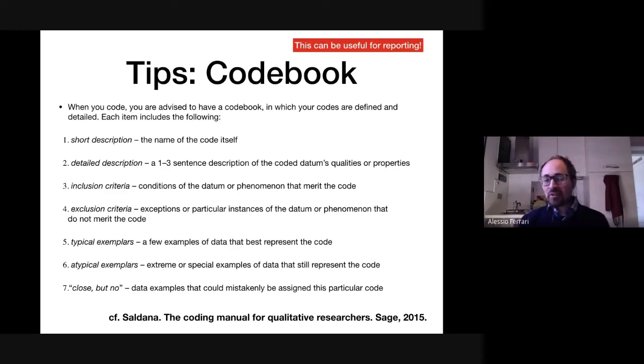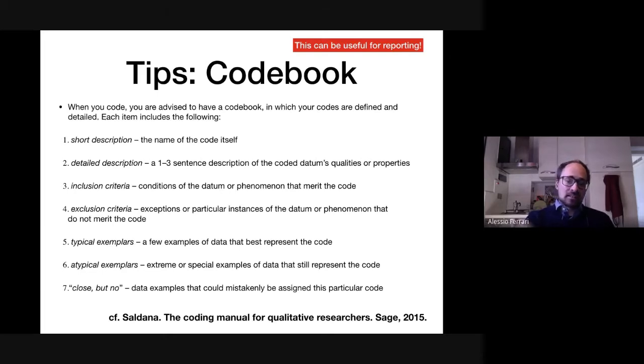This is made mostly for you, because this is a process of classification, and at the same time inventing the classes, and exploring whether your data match with the classes that you have in mind. And this is not easy, so you need to be structured in this way, with typical examples, atypical examples, and close but no. So that is an example that could mistakenly be assigned to this particular code. So the opposite of a typical example, basically. So atypical exemplars.